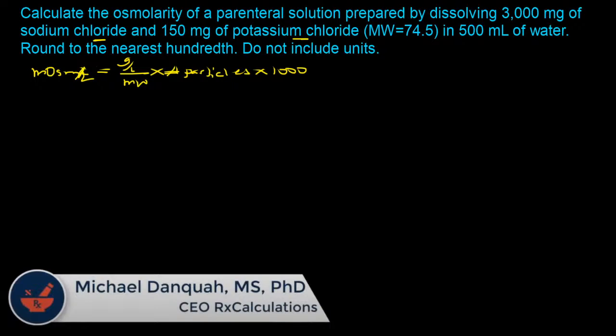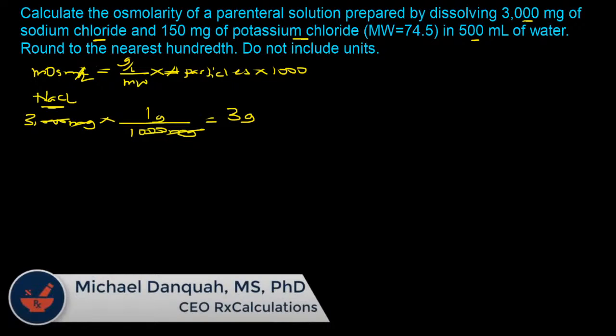So let's start off with the sodium chloride. And we're going to make use of this quantity. It's 3,000 milligrams. But notice that we have grams per liter, and our 3,000 milligrams is in 500 milliliters. So we need to do some manipulation. The first thing we want to do is convert the milligrams to grams. So you have 3,000 milligrams. 1,000 milligrams is 1 gram. And so you end up with 3 grams.